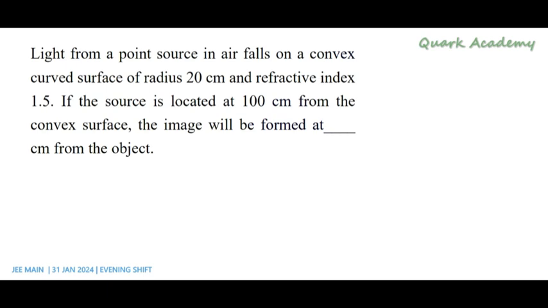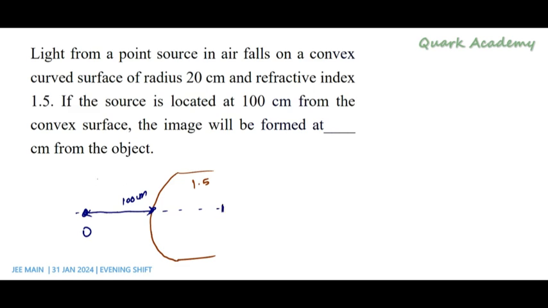This is an interesting question related to image formation by curved surfaces. There is a convex surface, something like this, and it has a refractive index of 1.5. The object is placed in front of the convex surface, 100 centimeter from the surface. So from here to here, consider this is 100 centimeter, and one object is placed. So this is the object, and the image will form somewhere inside the curved surface.